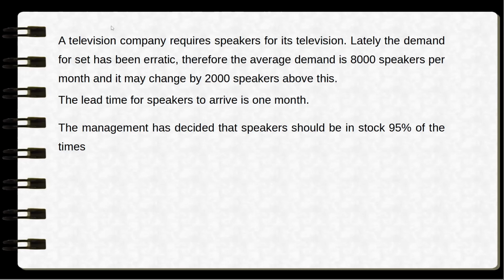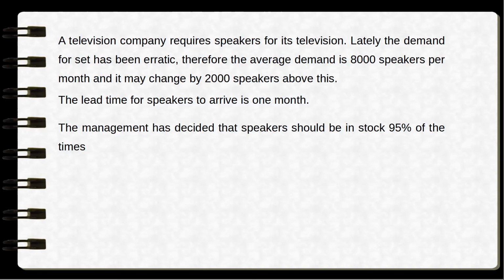Now let's take up a problem. A television company requires speakers for its television. Lately, the demand for sets has been erratic. Therefore, the average demand is 8,000 speakers per month. Now this is the mean demand, that is mu. And it may change by 2000 speakers above this. It can change below this also. So sigma, that is the standard deviation of the demand, is 2000 speakers. So sigma is equal to 2000.